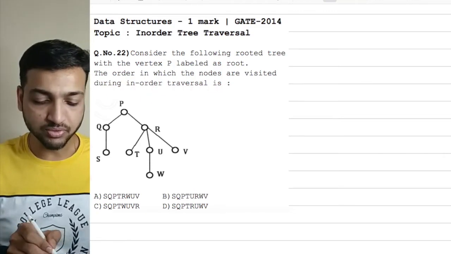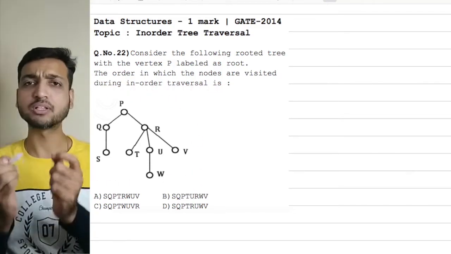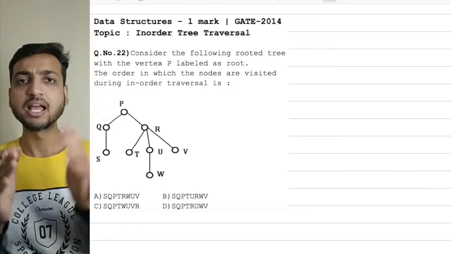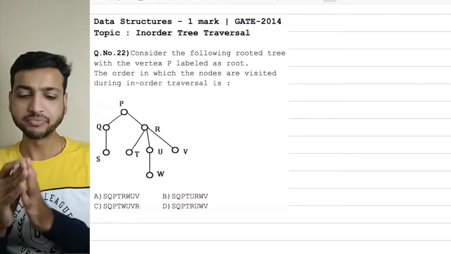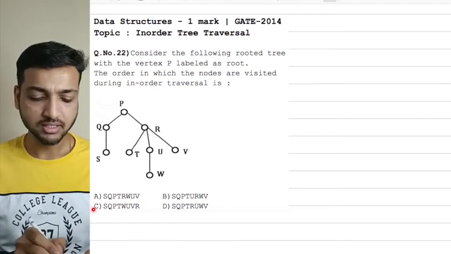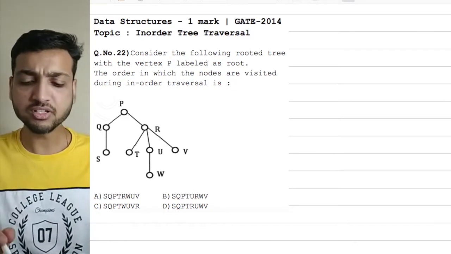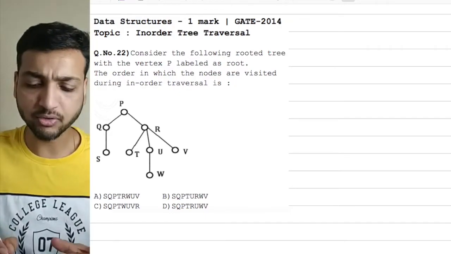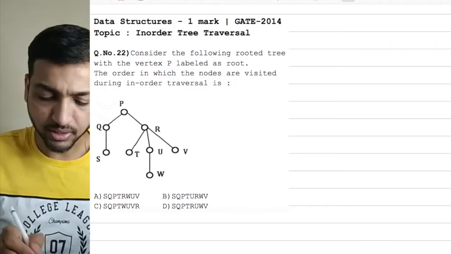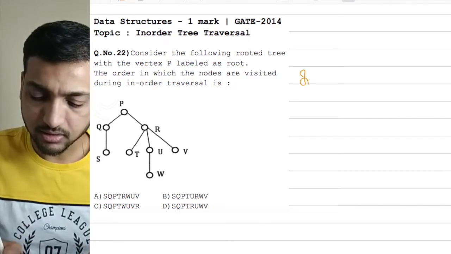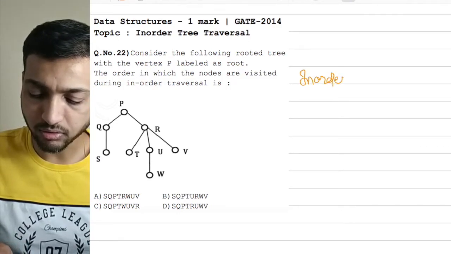So on this input tree, we are going to apply the in-order traversal definition. And after the in-order traversal of the tree is done, we have to choose which one is the correct option, the order in which it will be visited. So first, let's quickly see what is the in-order traversal of a tree. I'm going to take a simple example. Let me write it down here. In-order traversal of a tree.